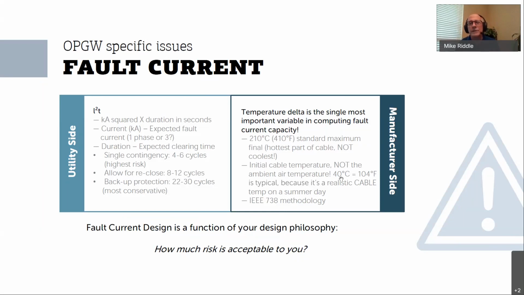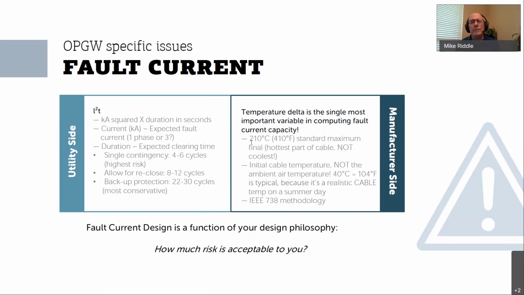In the United States, for literally decades, that initial cable temperature was taken to be 40 degrees C, which is 104 F. And that was because it's a realistic cable temperature on a summer day, right? You go out and the air temperature might be 80, but you get in your car and your car feels like it's 100 because the metal in the car is picking up solar radiation, which is heating it up. Same thing happens to a cable. It'll be hotter than the air around it.